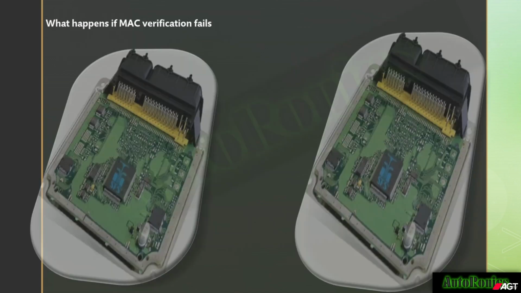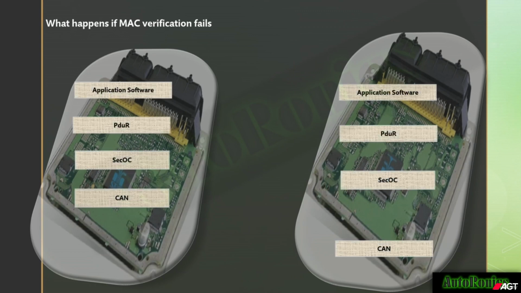Following the understanding of the freshness value, let's see what happens if the MAC verification fails. So as you can see in the image, the left side is the sender ECU and the right side is the receiver ECU. So in the sender ECU, the MAC generation will be performed.